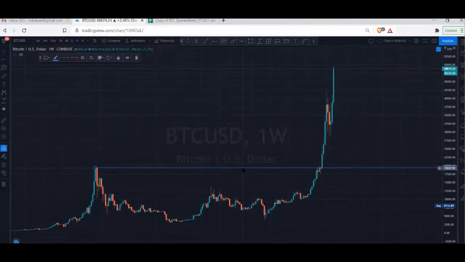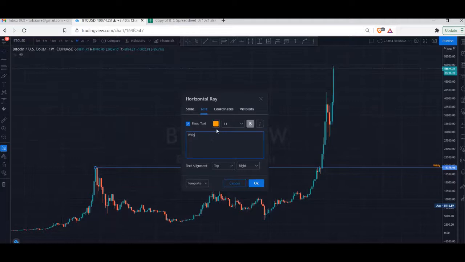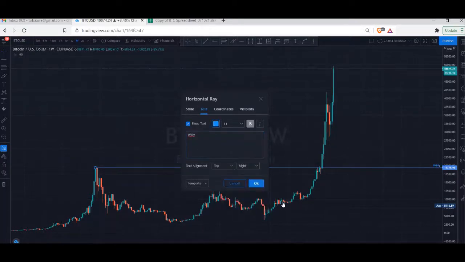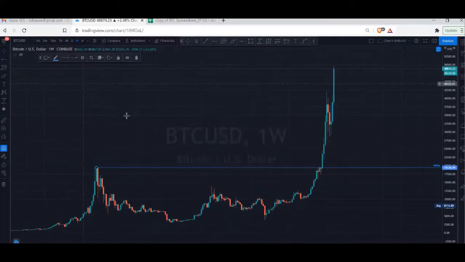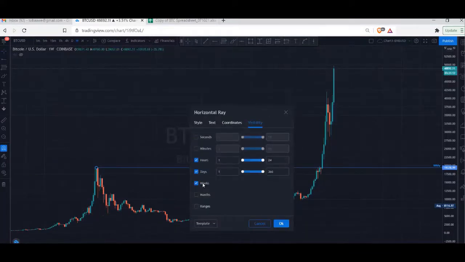I can double click on this, go to text and name it weekly. That level is a weekly level. Now this same level, in settings, I can make it visible only on weekly, on daily, and on hourly. If I want, I can remove it from the hourly as well. But I want to see it on the hourly, so I leave it on the hourly.